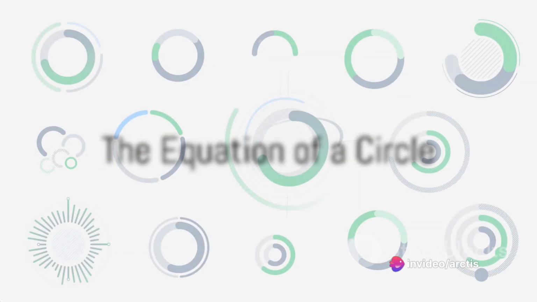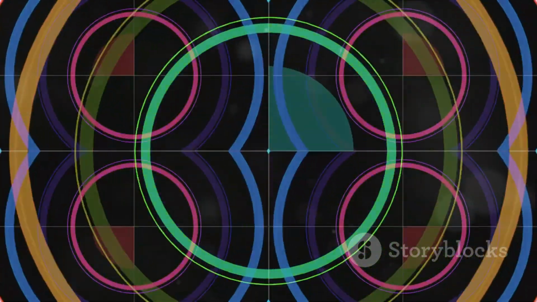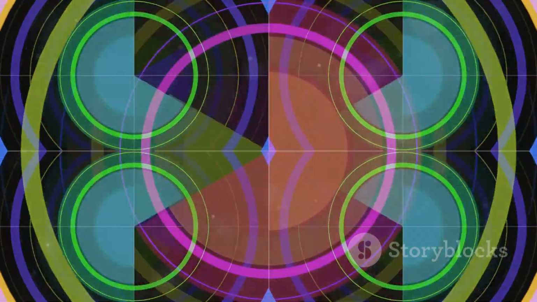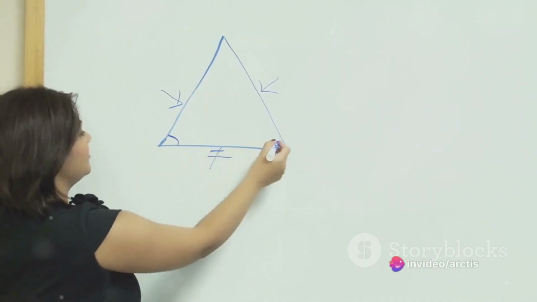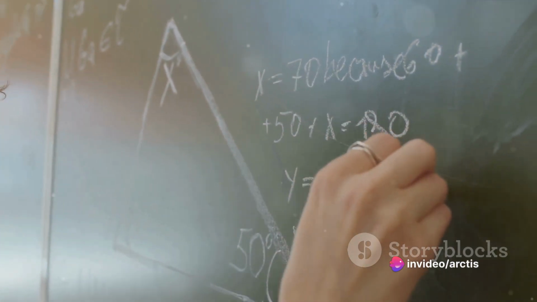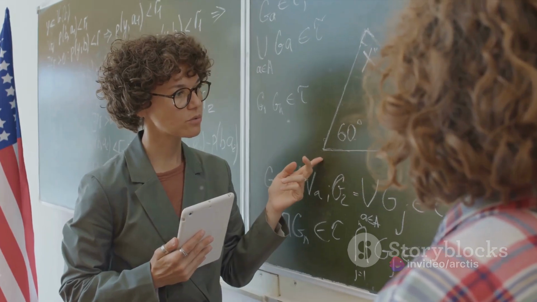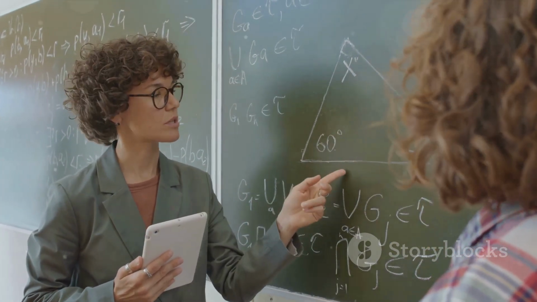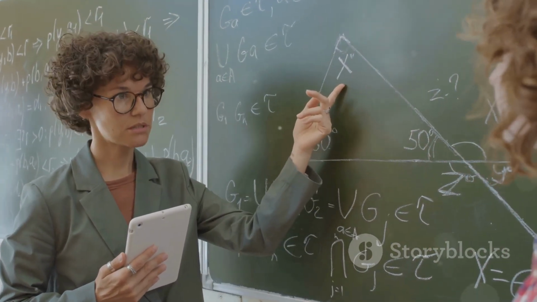Now consider a circle. The equation for a circle with center at the origin of a coordinate system is x squared plus y squared equals r squared, where r is the radius of the circle. This equation is derived from the Pythagorean theorem, which states that in a right-angled triangle, the square of the hypotenuse is equal to the sum of the squares of the other two sides.